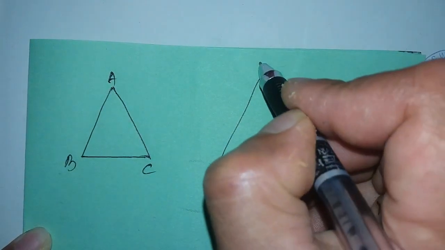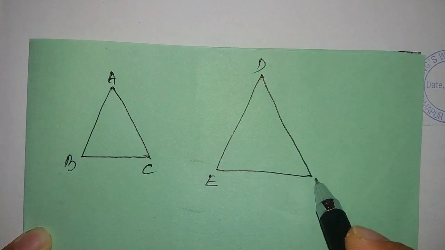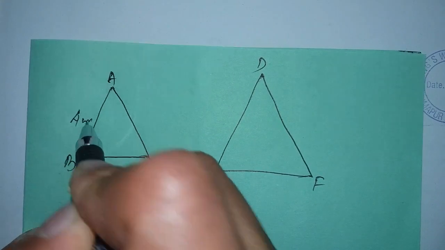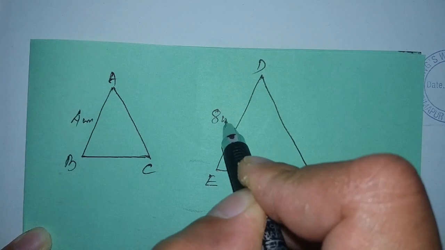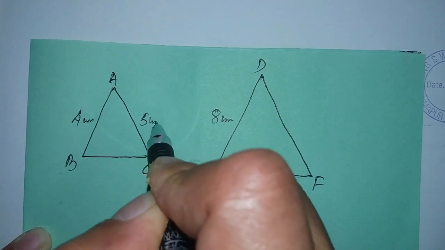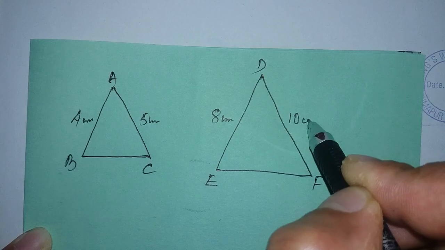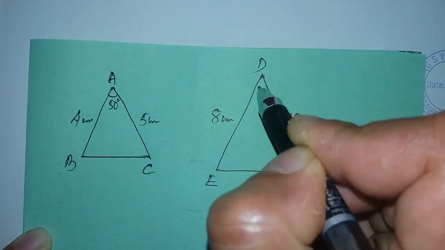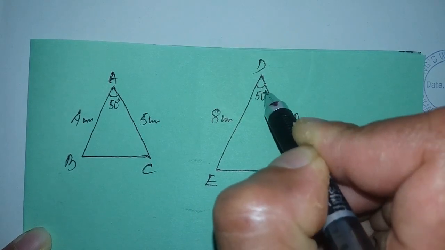ABC, DEF. Okay, let's suppose that this is 4 centimeter, and this is 8 centimeter, and this is 5 centimeter, and this is 10 centimeter, and this is 50 degree, 50 degree.